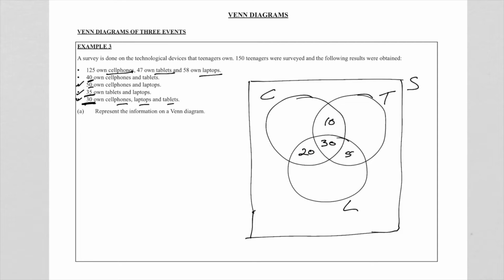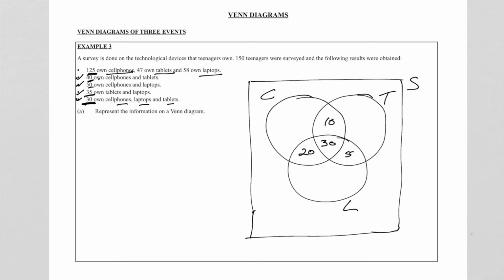These represent only 2 events, and now for the single ones. So how many own cell phones only, tablets only, or laptops only? And that we will get from this 125, the 47, and the 58. So let's start with the 125 who own cell phones. So it is important to take note that 125 is not here. It is the whole event that must add up to 125.